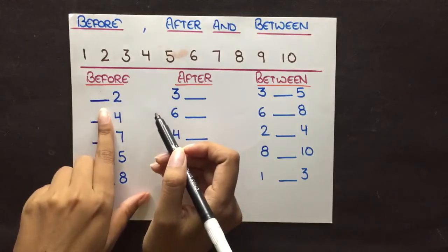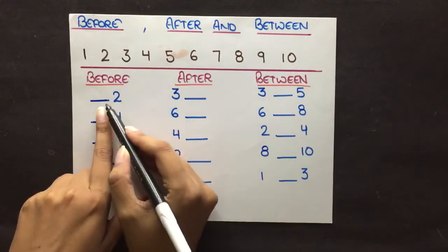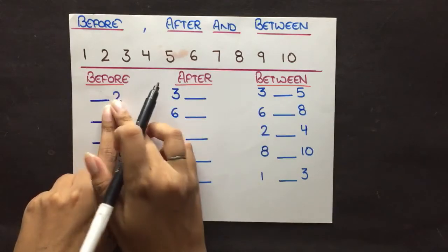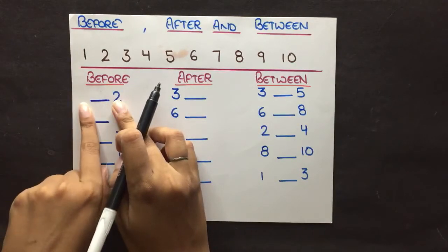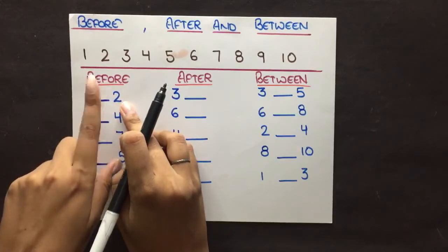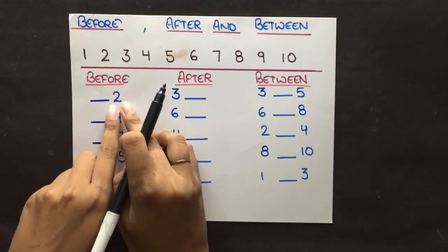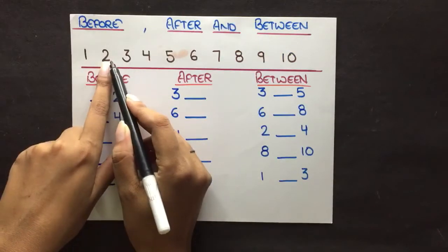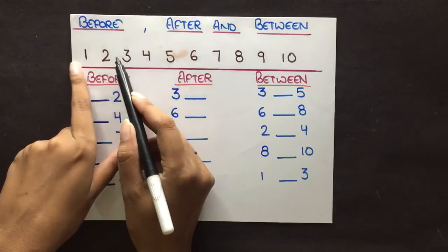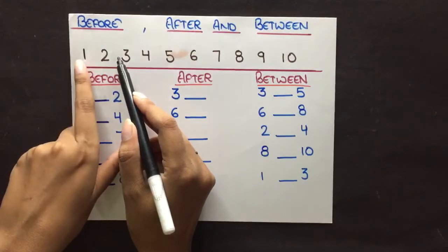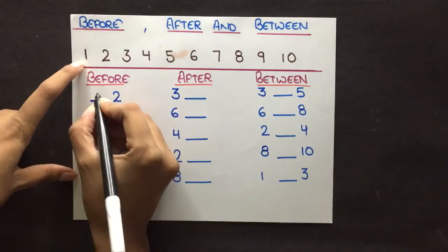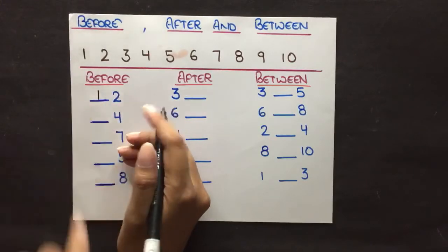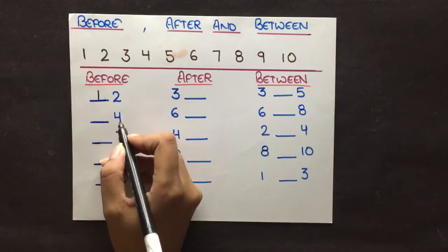Now see how we will read the sum. Dash 2. Now dash is before the number, so we have to find out what comes before 2. Now 2 is here. What comes before 2? Backward, that is 1. So we will write here 1. 1 comes before 2.